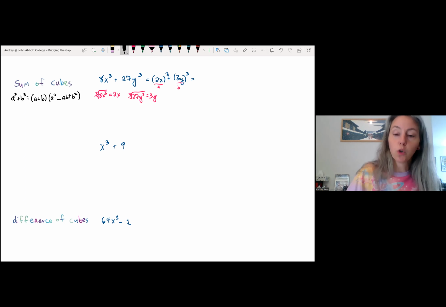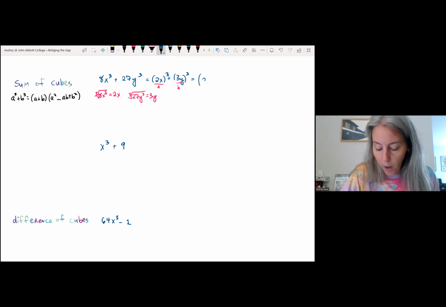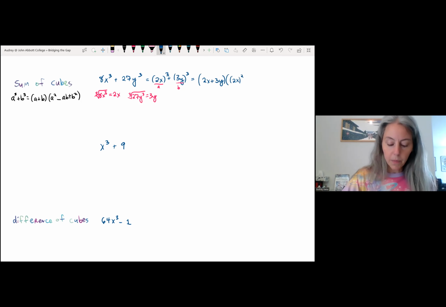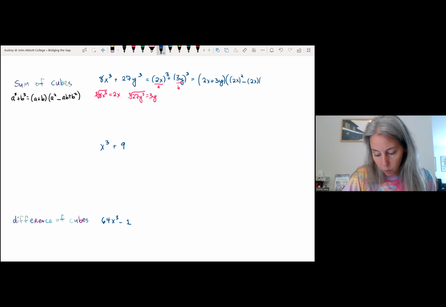And we can just directly apply the formula. So we will have 2x plus 3y, a plus b, times a squared, that's 2x squared, minus ab, so that's minus 2x times 3y, plus b squared, that's 3y squared.